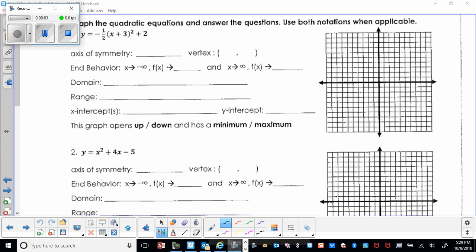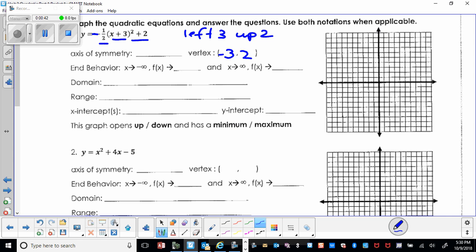Okay, so we are graphing this quadratic equation, and I can see this is vertex notation, so I know my x coordinate is going to be the inverse of positive 3, so it's negative 3, and then it goes up 2, all right? If I was looking at the transformations, that would be to the left 3, right, and up 2. Okay, and then it's also going to be a compression of a half, and it's going to be a reflection because of the minus.